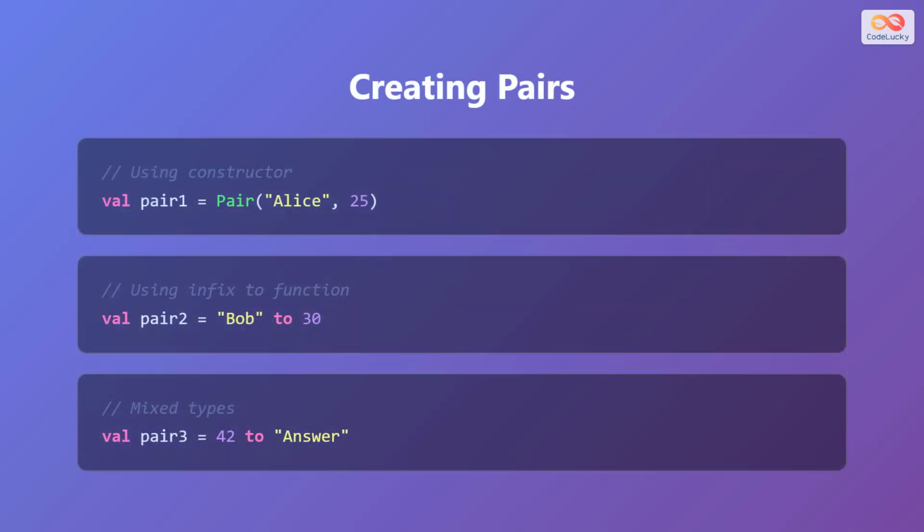There are 2 common ways to create a Pair. The first approach uses the Pair constructor, passing 2 values as arguments. The second and more popular approach uses the infix to function, which creates a Pair with cleaner syntax. You can mix any types you want, like pairing a number with a string or 2 strings together.